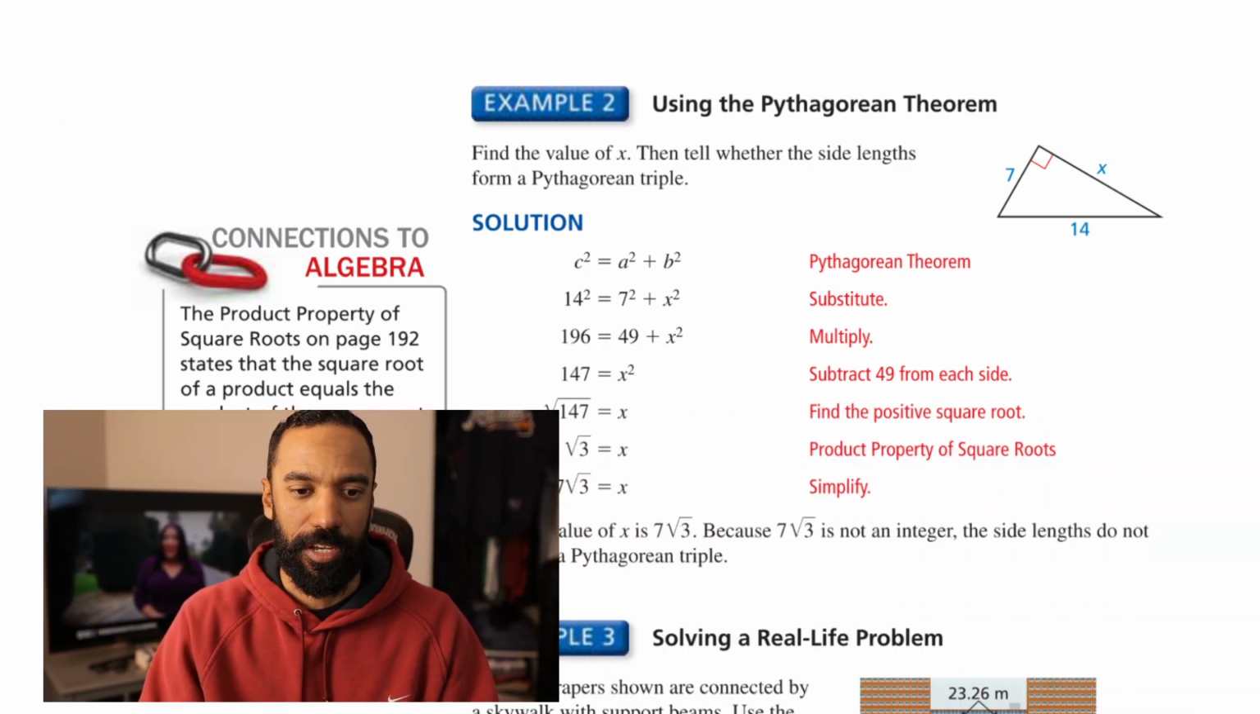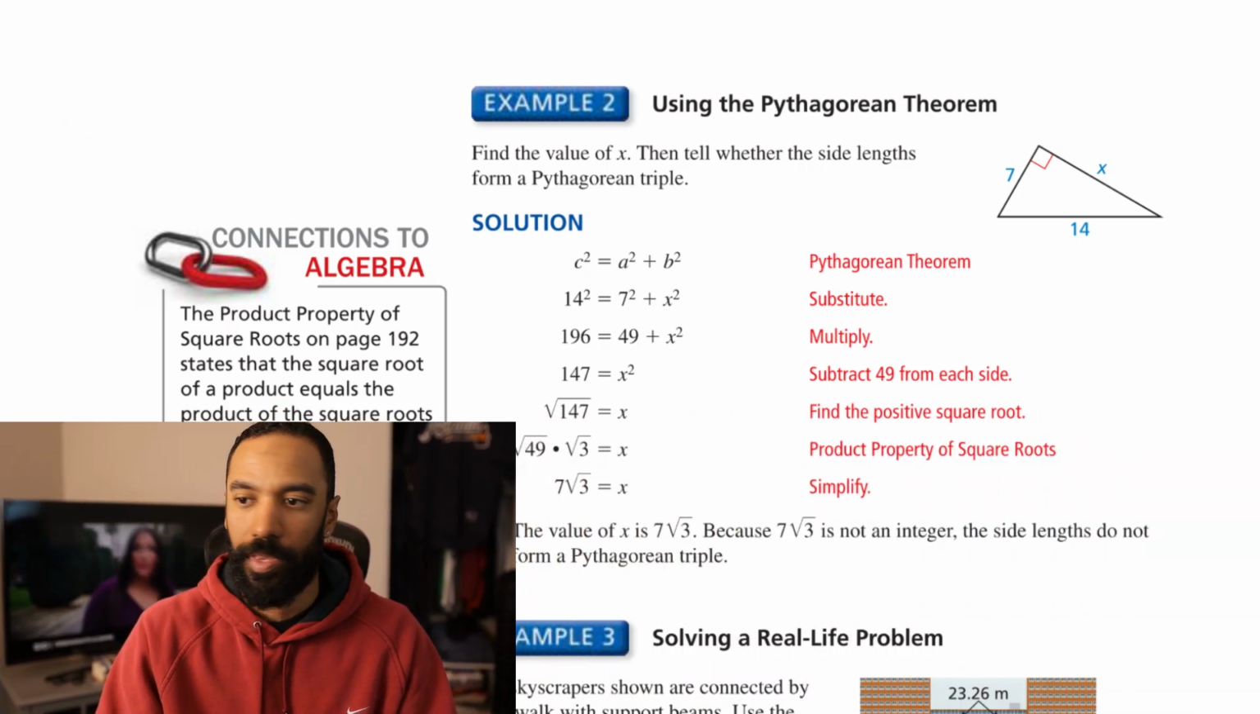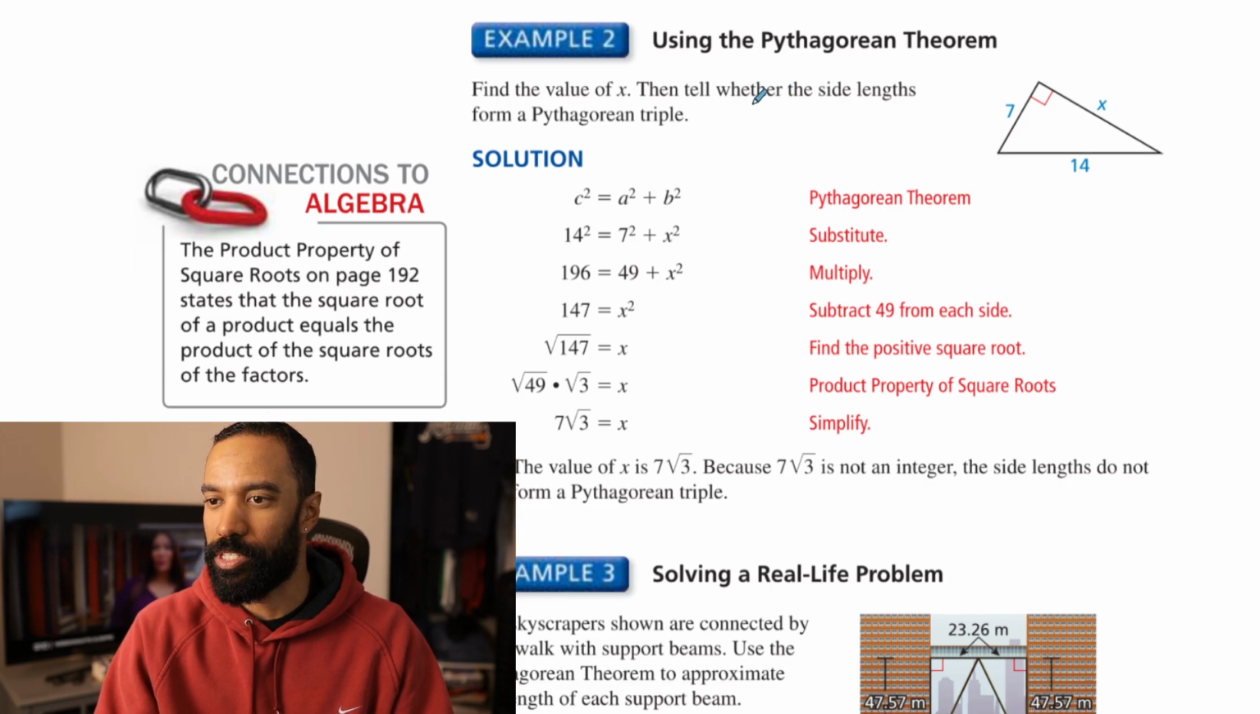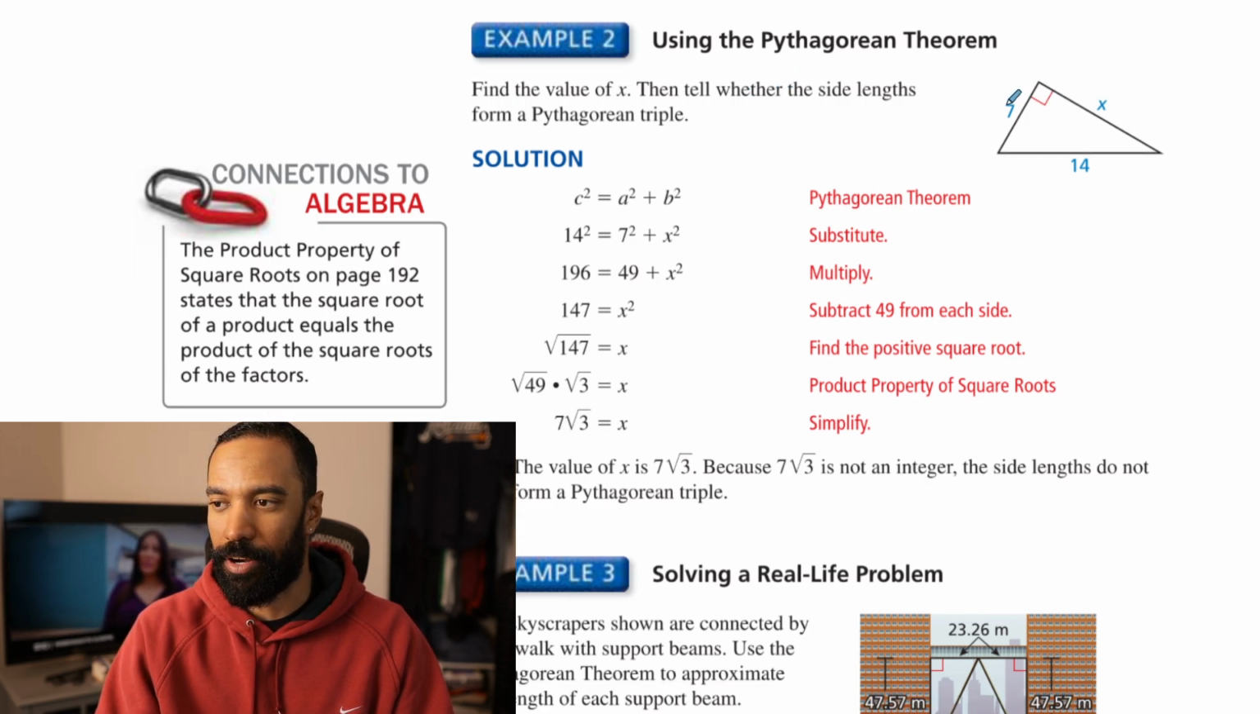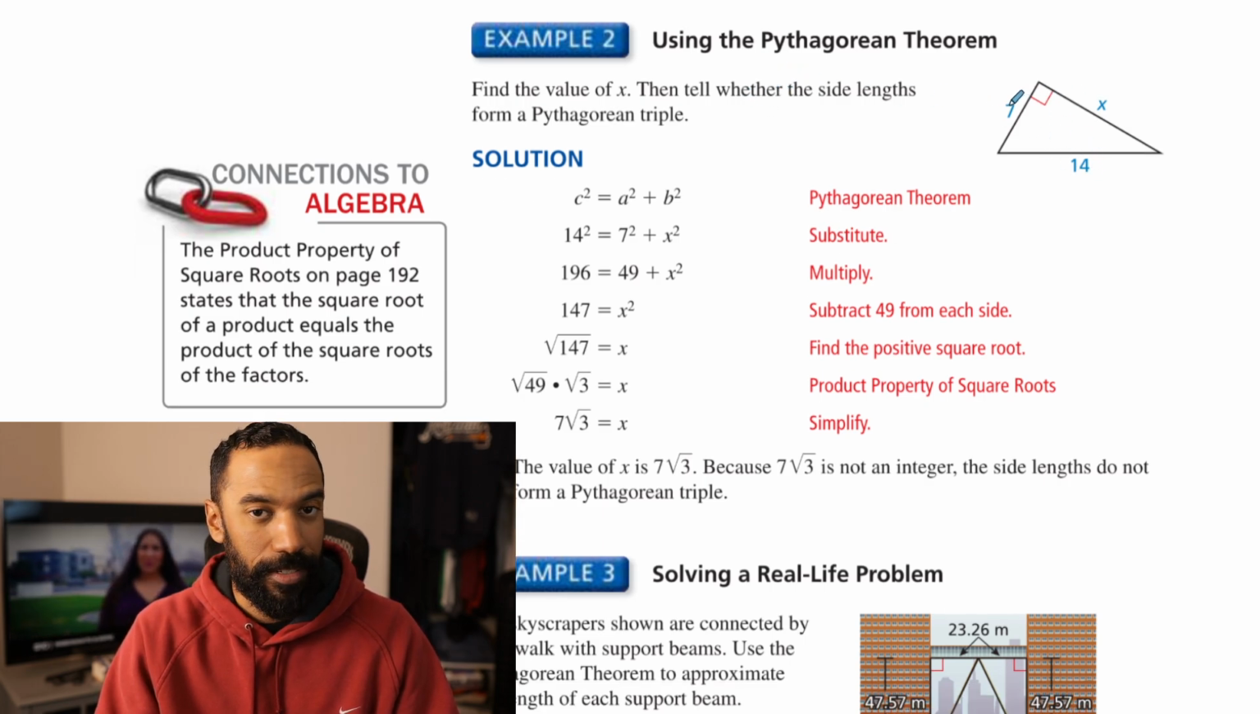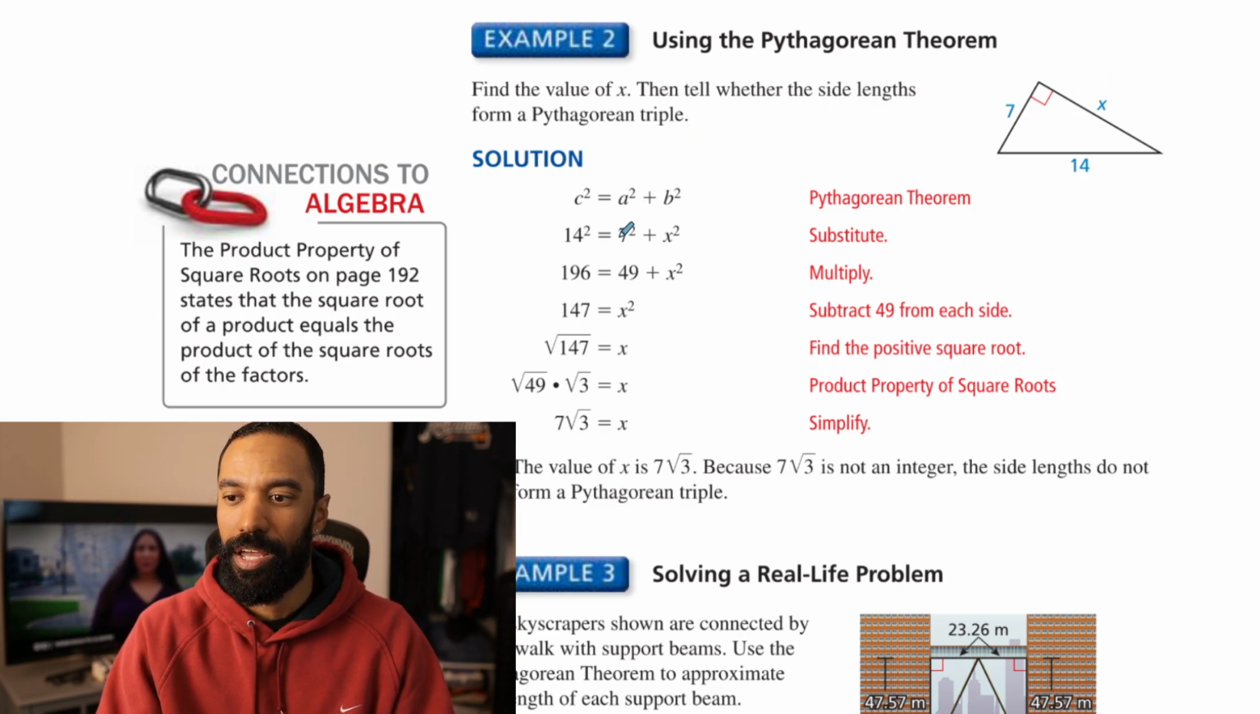All right, let me move myself. All right. Using the Pythagorean theorem, once again, find the value of x, tell whether it's a Pythagorean triple. I can tell you this will not be, just by knowing that's not part of one. 7 squared plus an unknown squared equals 14 squared.